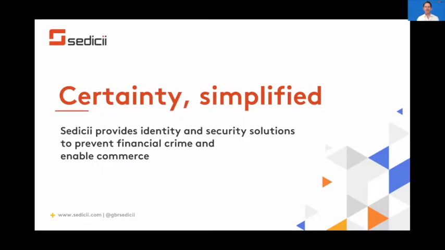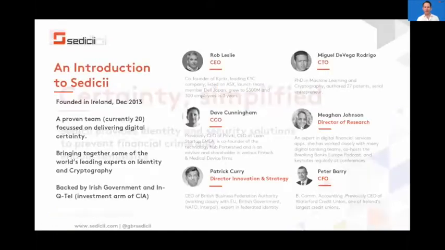So at Sedicii, we are focused on providing world-class identity and security solutions to prevent financial crime and enable commerce. So we're really focused on delivering certainty in this digital world in as simplified a manner as possible. We have a really good team, about 20 of us based in the UK, Ireland, Germany, Belgium and Tenerife, and entirely focused on really delivering great solutions.